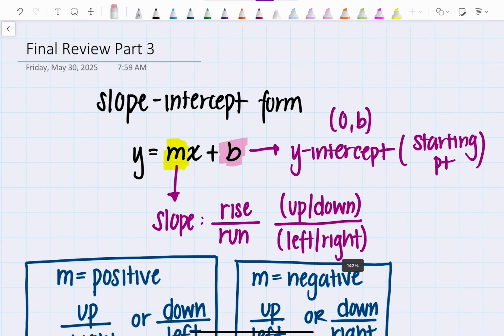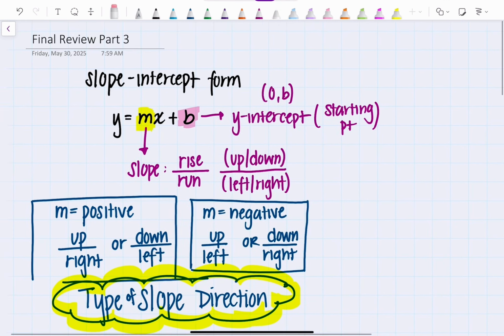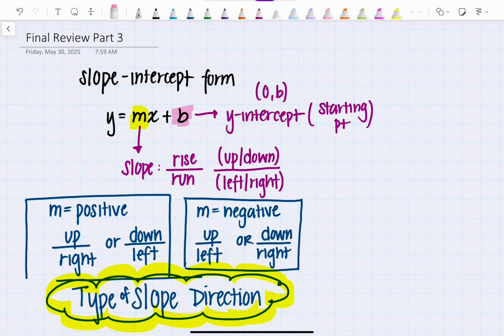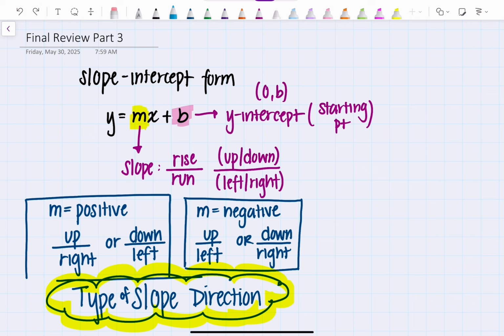All right, you guys, let's go ahead and take a look at our review for today, last review for the final here. We are going to be working in this case with rewriting equations in slope-intercept form. We are going to be working with tables to actually write it in the format of y equals mx plus b.